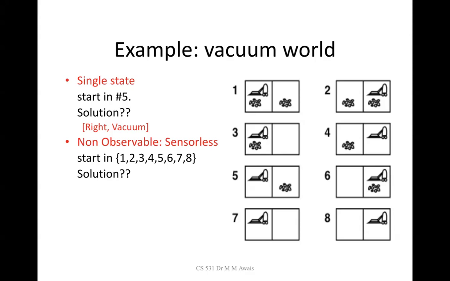And then there is a third possibility where you have partial observability. Partial observability would mean that some of your sensors are working and some of the sensors are not working.